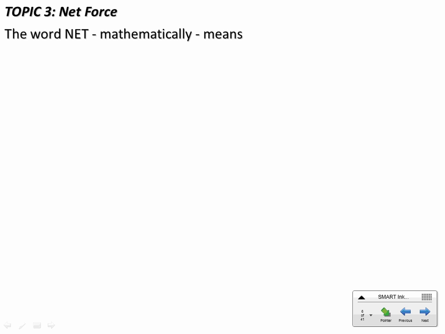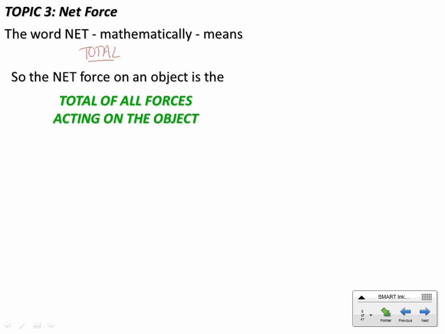You know what net means? All you working people, you get a paycheck, and you get your gross pay and your net pay. Net means total. So the net force acting on an object is the total of all the forces, or the sum of all the forces acting on an object, or the resultant of all the forces that act on an object.